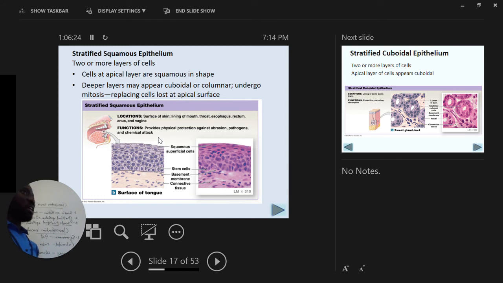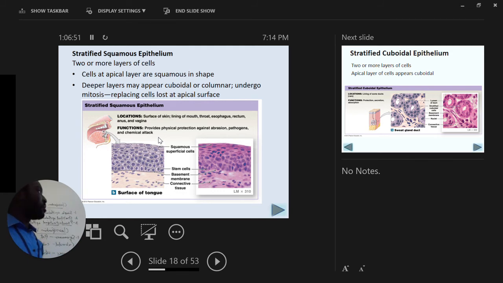Let's go. Don't forget the key thing. The name of the cell on the apical surface is what determines the type of the cell for stratified, right? What is this cell? Read this out for me. Stratified squamous epithelium. Why is this squamous? Because the cells here are squamous cells.